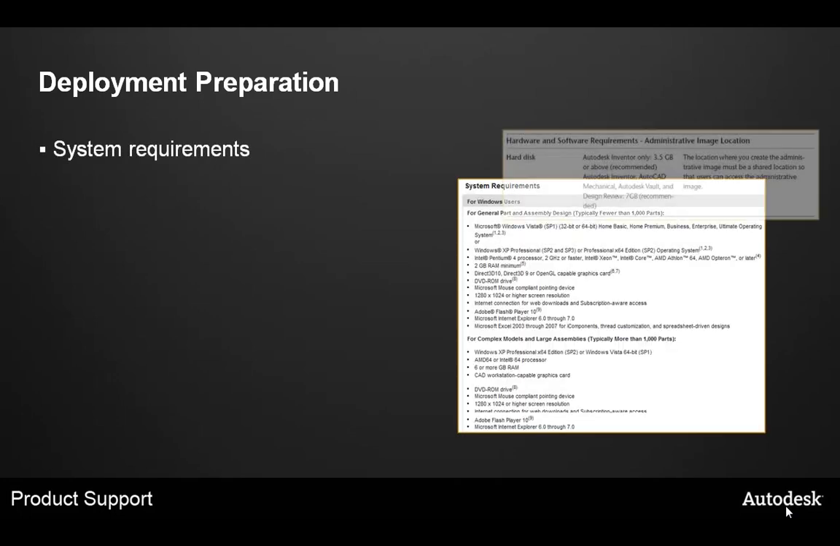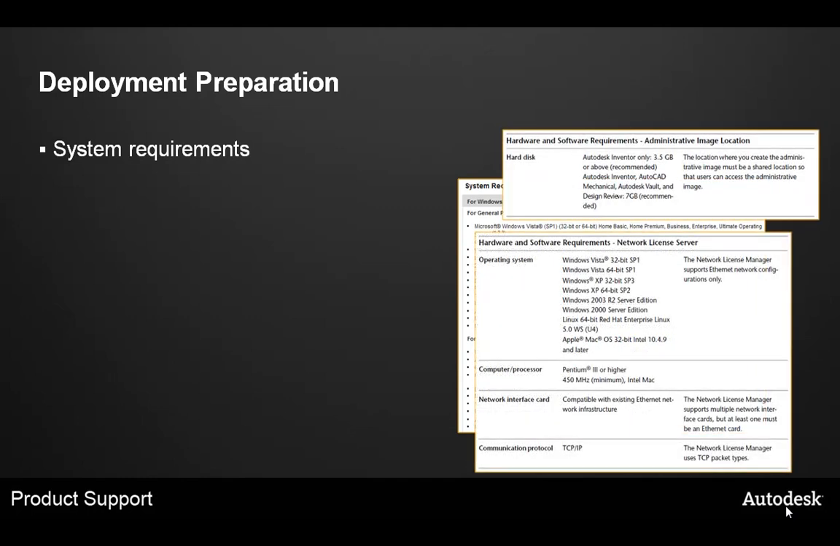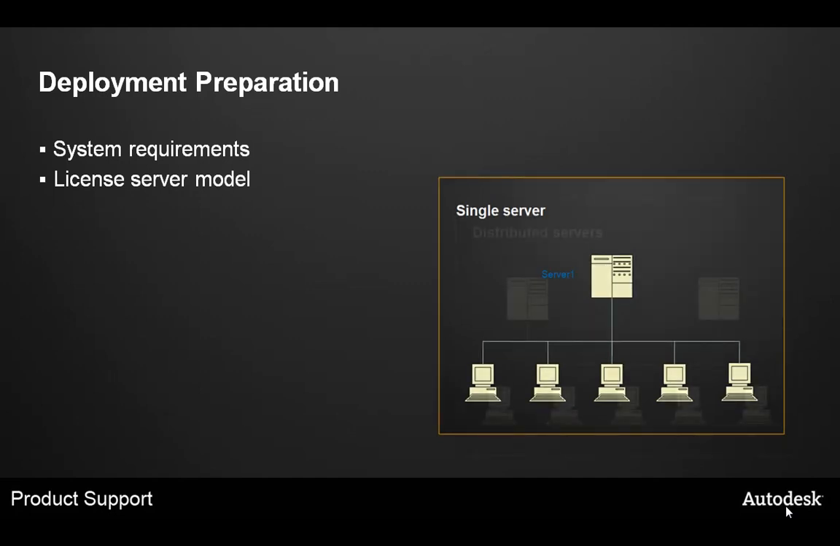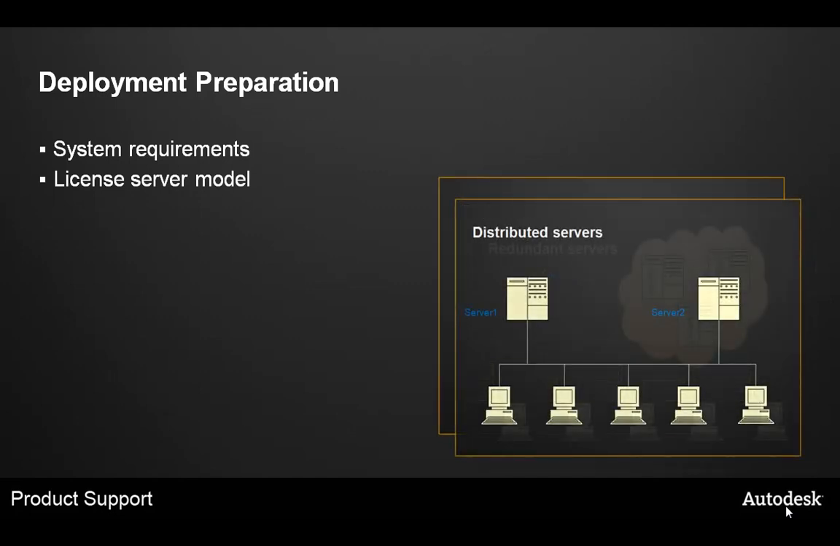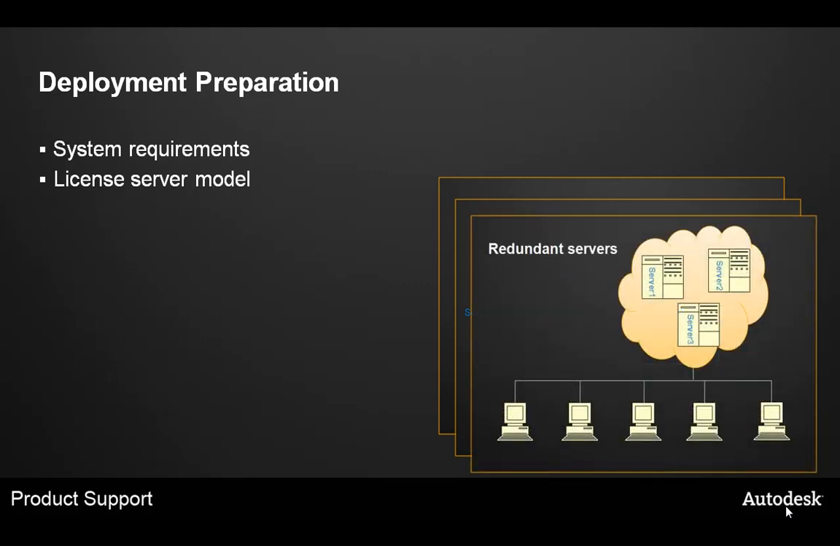To prepare for deployment, you should take the time to review the following requirements and options. Before installing the product on a network, make sure the client machines, the administrative image location, and the network license server meet the minimum recommended hardware and software requirements. You need to decide which license server model to use to distribute the product's licenses. Use one of the three license server models: single, distributed, and redundant. Each of these license server models is described in detail in the Network Licensing Guide.